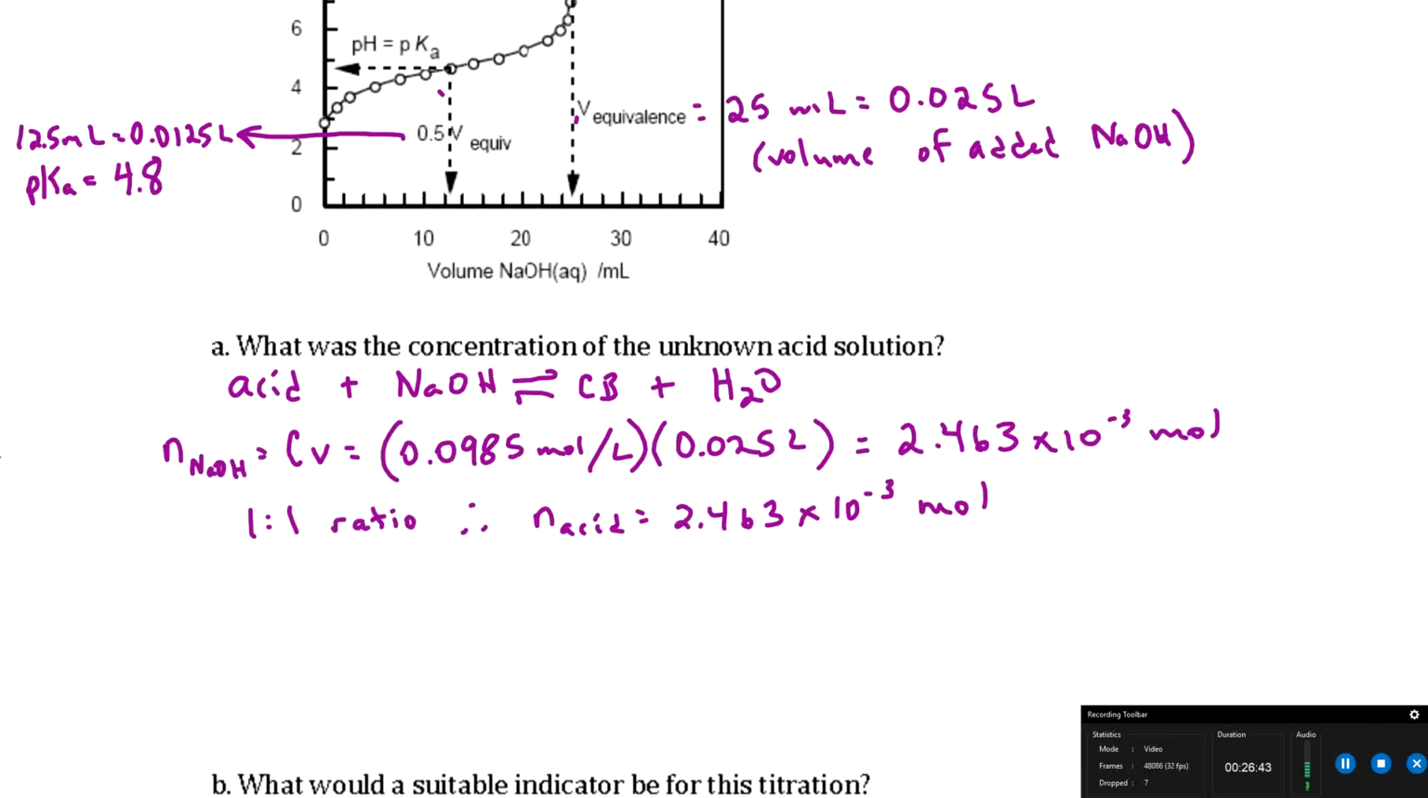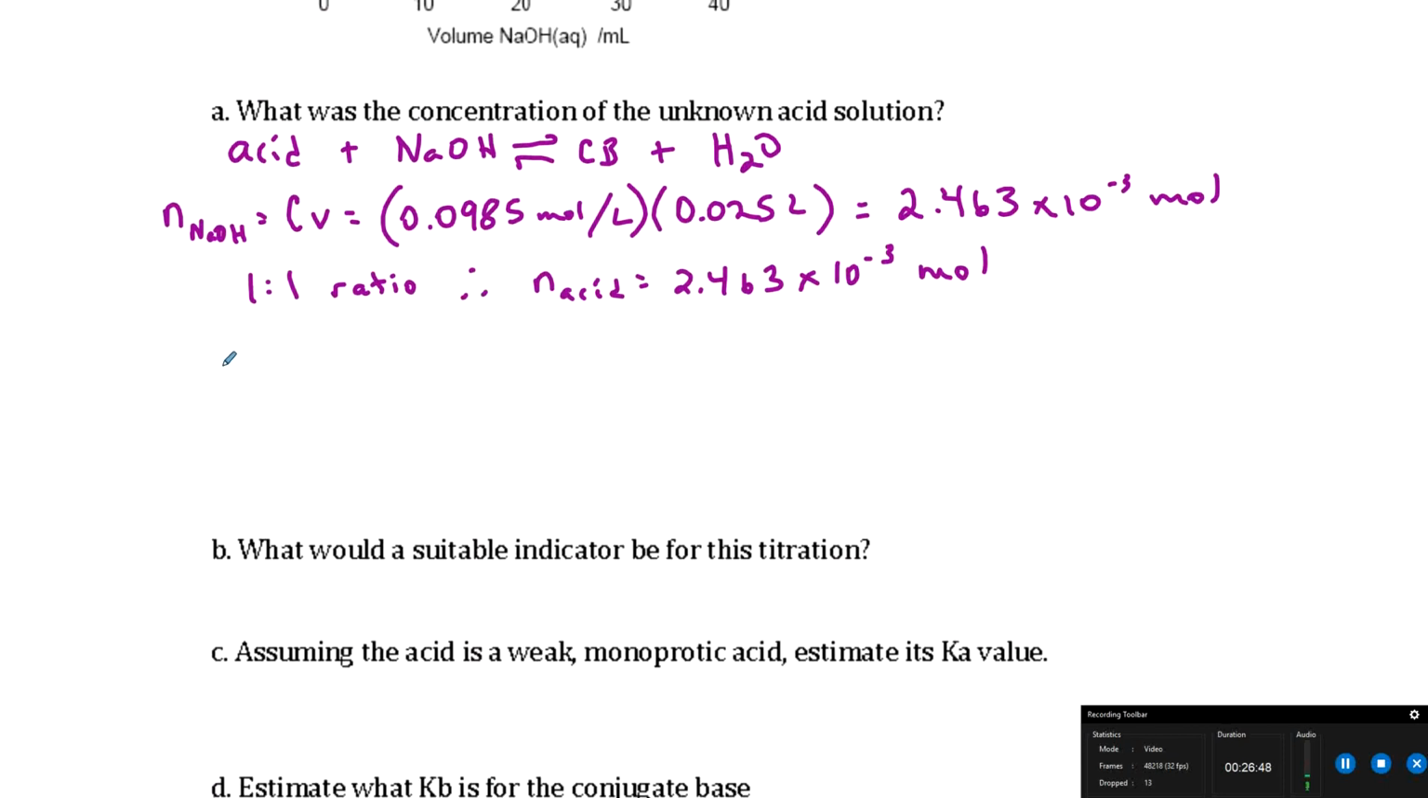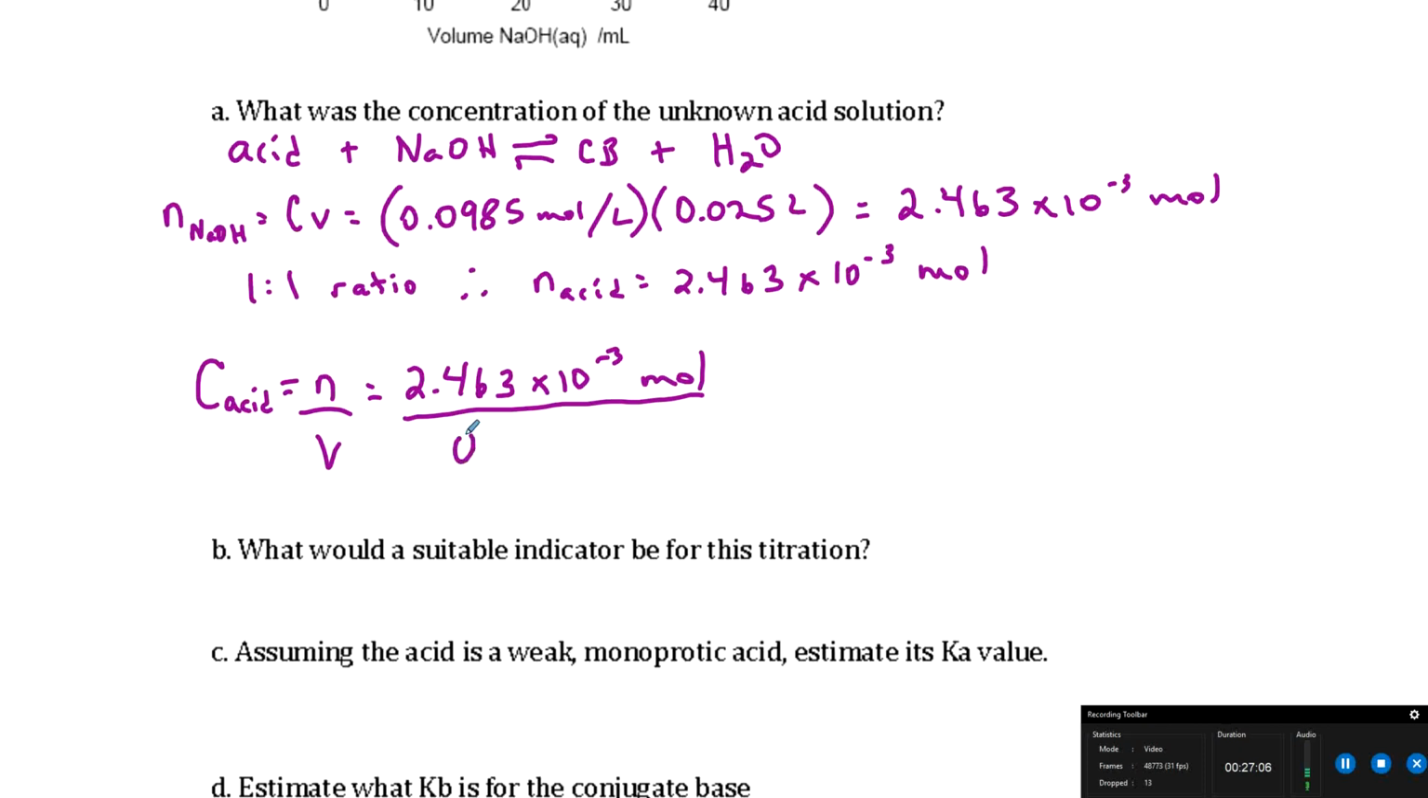So what we were asked was, what is the concentration of the unknown acid? The concentration of the acid is equal to moles divided by volume. So 2.463 times 10 to the negative 3 moles, and the volume of the acid was told to us in the question. It was 25 milliliters, so 0.025 liters. And that equals 9.85 times 10 to the negative 2 moles per liter.